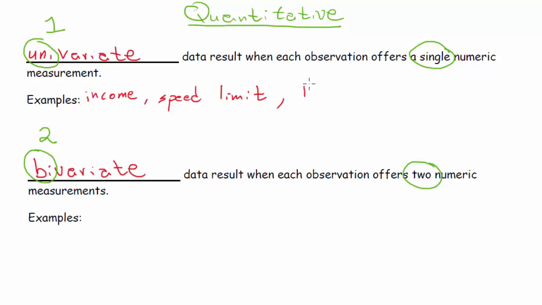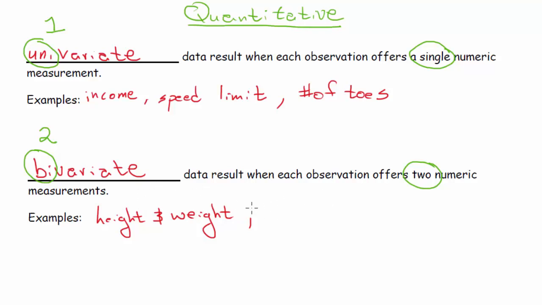Another one might be the number of toes. For each student in the class, we record how many toes she or he may have. So I'm getting one number from each measurement. If we have bivariate data, we're going to have two measurements. So let's say from each person, I record their height and their weight. Here each person is giving me two numbers, a height number and a weight number. So this would be bivariate.